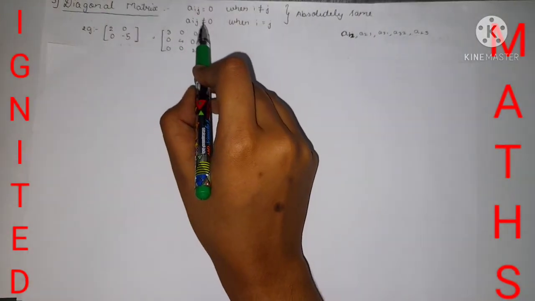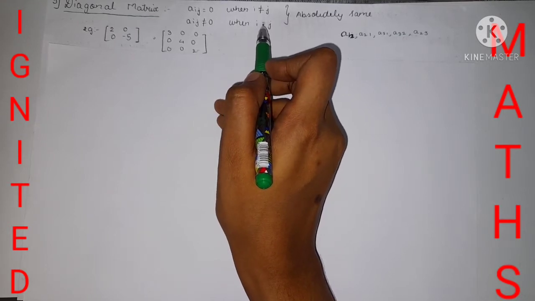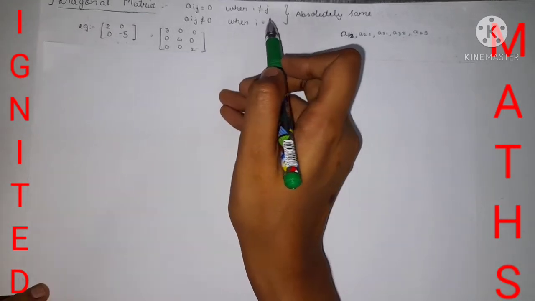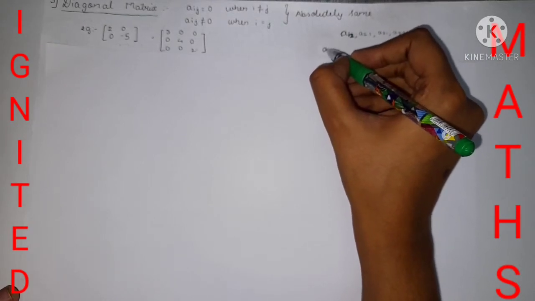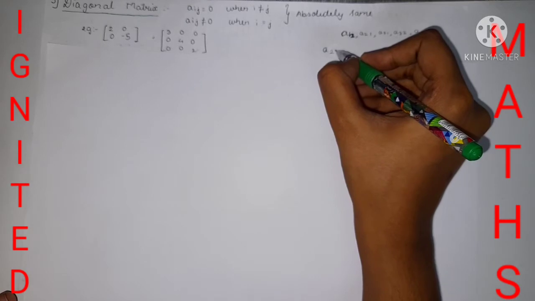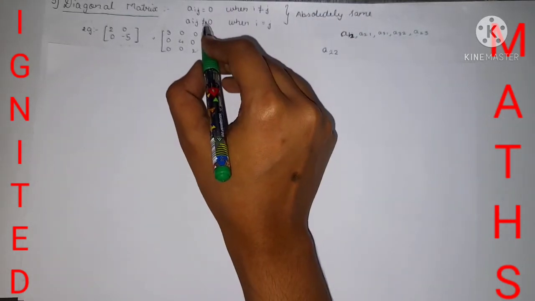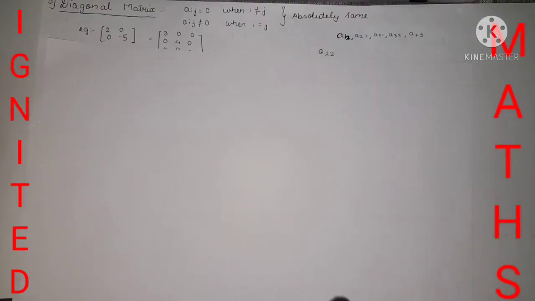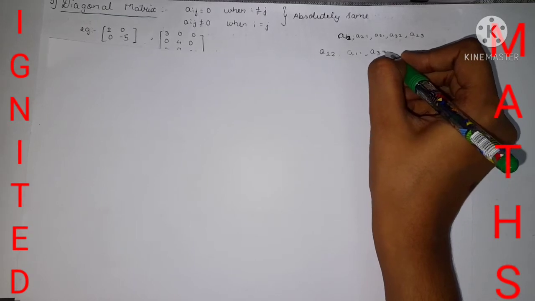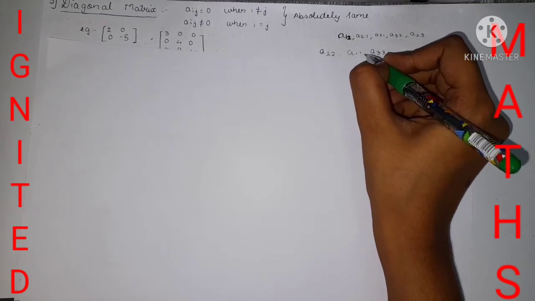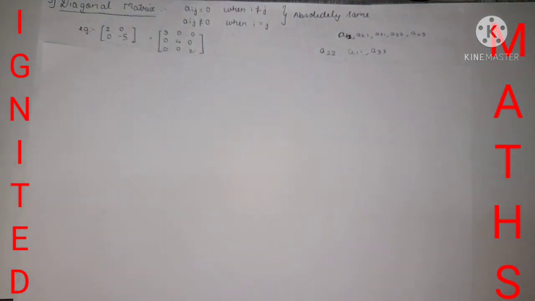Second statement: aij is not equal to 0 when the i term is equal to j, that is, the row term is equal to the column term. Take the element a with row value 2 and column value also 2. The i value is equal to j, so the aij term is not equal to 0. You can take the example of the A11 element and A33 element, in which the row value is equal to the column, so the aij term is not equal to 0. So this is what the diagonal matrix says.